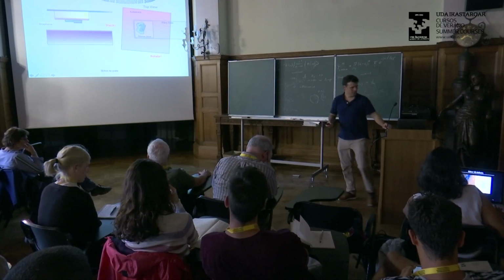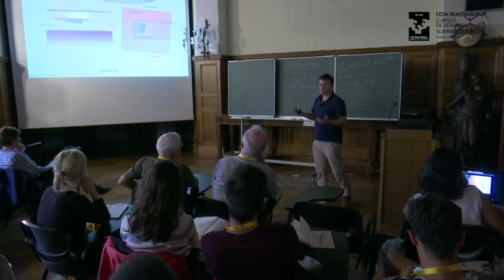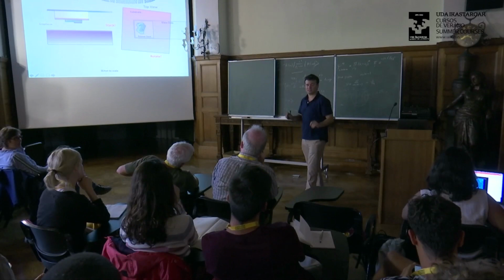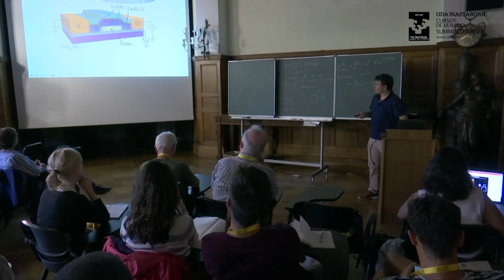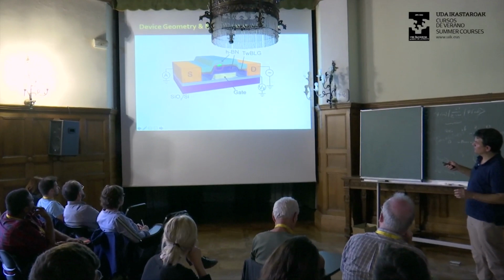So this is how we fabricate devices, and it's amazing that we can do this. By now, more than 50%, or let's say one third at least, of our devices actually exhibit magic angle behavior. So this is the device geometry that we have. We have the twisted bilayer graphene, magic angle, or any angle that we choose.